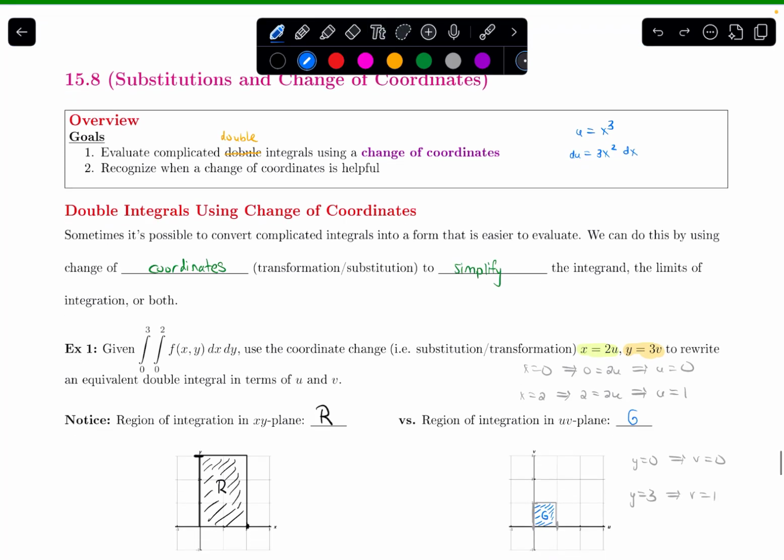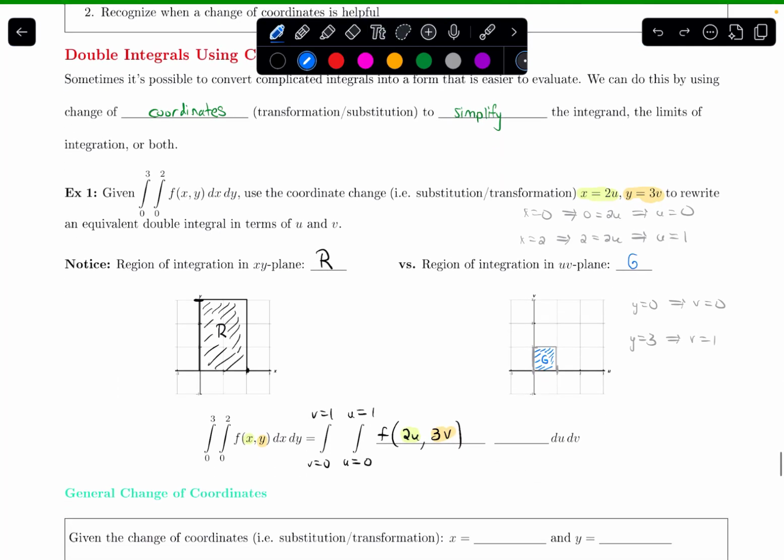So how does that work here? Well, if I look at this original region and I think about its area, the area is based on this base, which I will call dx, times this height, which I'll call dy. And if I compare that area to the area of this new rectangle, this area is based on this base, which I'll call du, times this height, which I'll call dv.